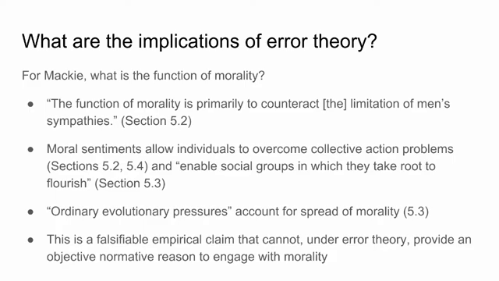I'm not going to go much deeper into the evolutionary side of this, but I do want to point out that this is a falsifiable empirical claim about what's going on with morality, what kind of consequences it has, and what kind of relationship it has to evolutionary theory. And under error theory, this whole idea about there being an evolutionary advantage to morality, or morality contributing to flourishing, does not provide an objective normative reason to engage with morality.